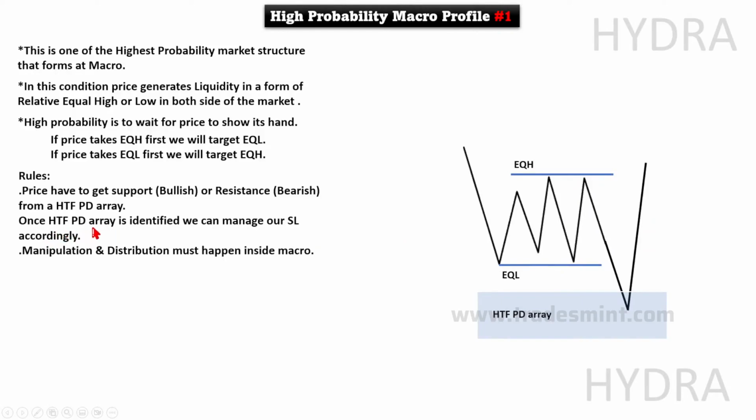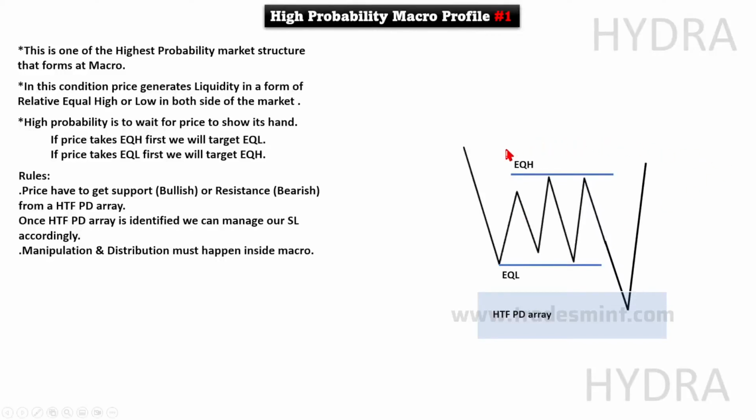So what's our second rule? Once higher time frame PDA is identified, we can manage our stop loss accordingly. So why do we need higher time frame PDA? We need this higher time frame PDA to manage our stop loss. Below this higher time frame PDA, we can put our stop loss. So at what time frame will we be looking for this higher time frame PDA? This market structure, we are looking for this to happen on 1 minute, 2 minute and 3 minute, and we will consider the 5 minute and 15 minute chart as our higher time frame PDA.